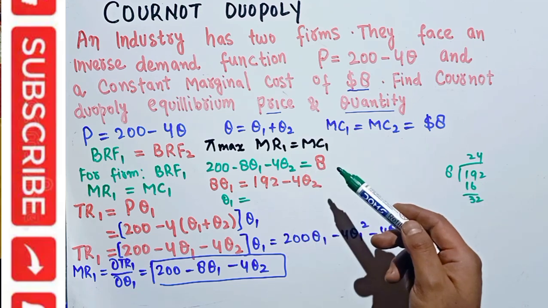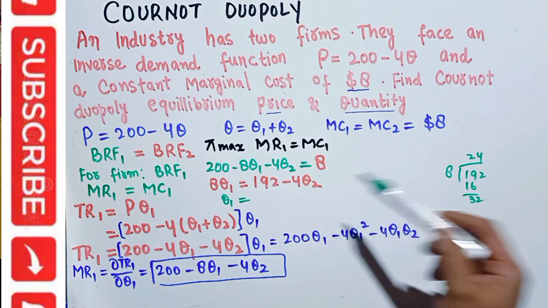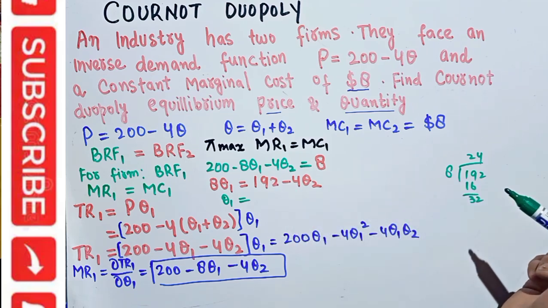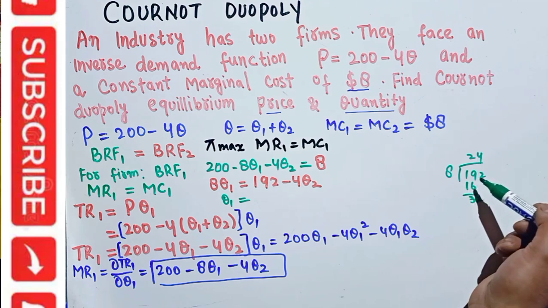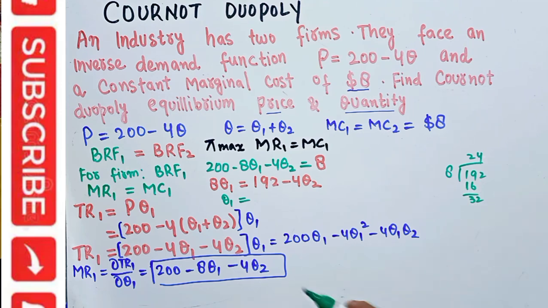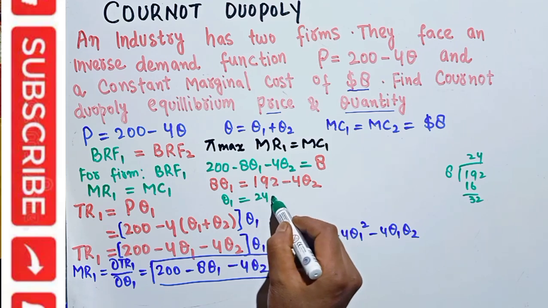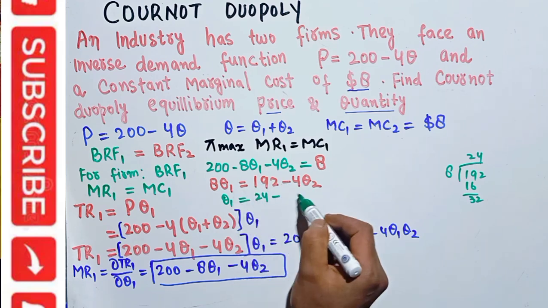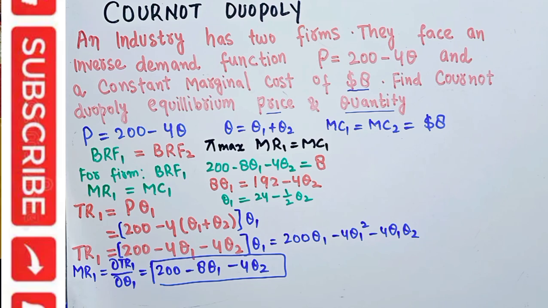So let me see it again. Solving for q1, we divide both sides by 8. 8 2s are 16, 17, 89, 8 4s are 32. That means q1 will be equal to 24 minus, and 4 divided by 8 is 1 upon 2 q2. Okay, and what exactly is this?